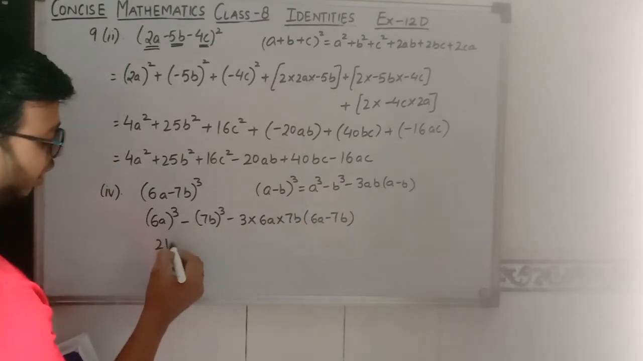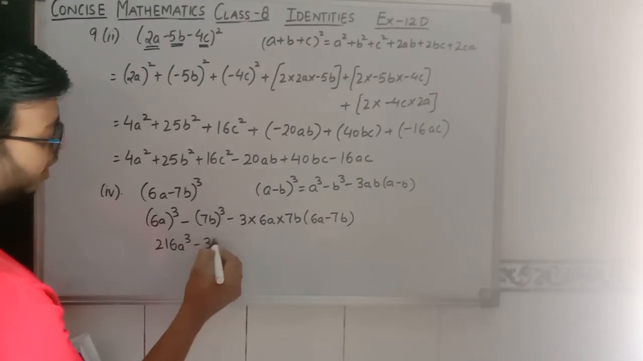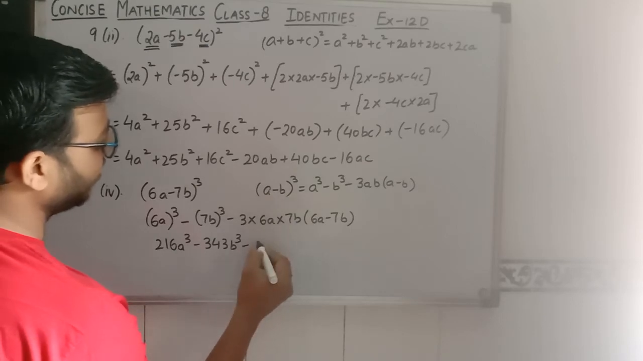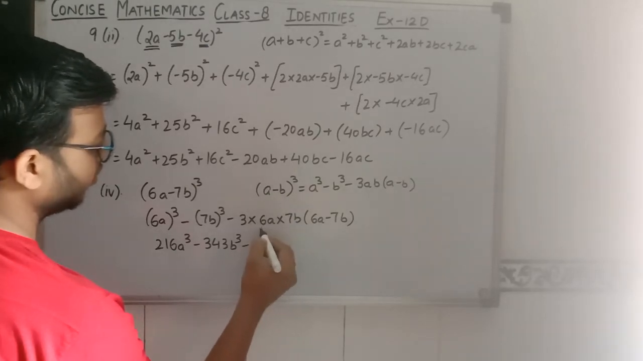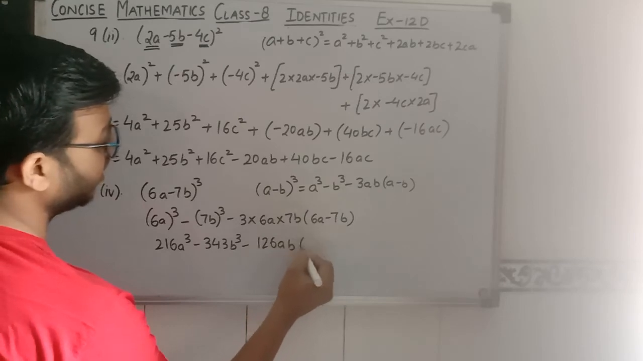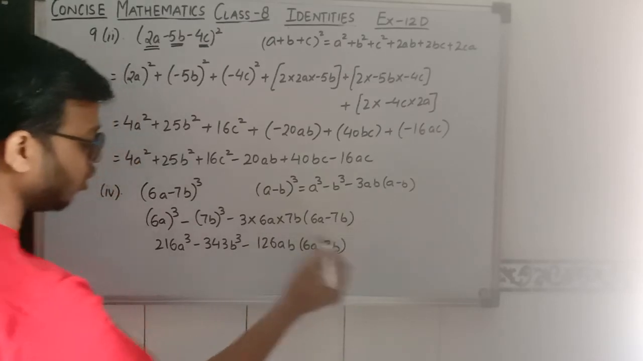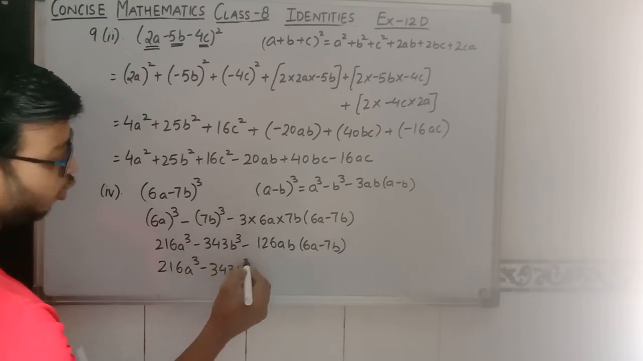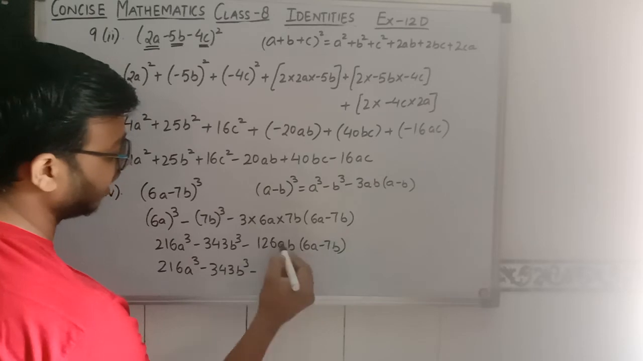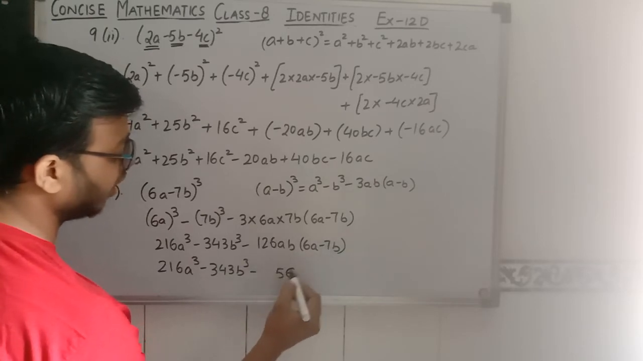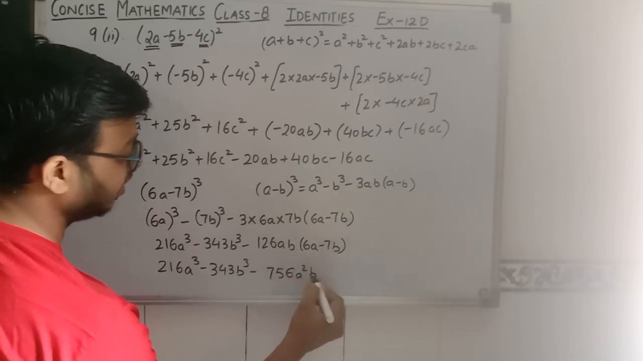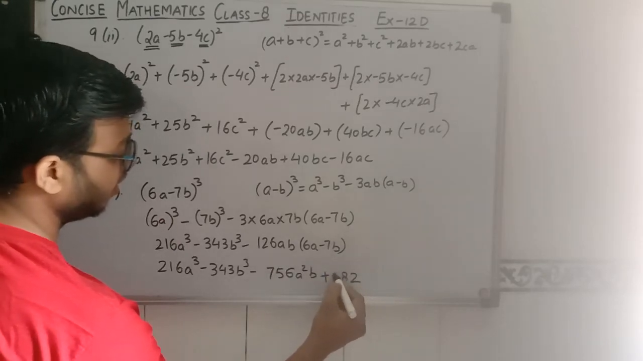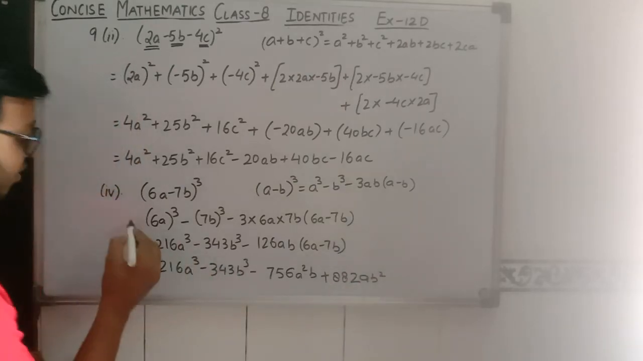So 6a whole cube will become 216a cube. It will become 343b cube. 3 6s are 18, and 18 7s are 126ab, and 6a minus 7. Now one more multiplication: 216a cube minus 343b cube minus 6 6s are 36, 3 carry, 6 2s are 12, and 3 is 15, 5, 1 carry, 756a square b, minus minus, it will become plus 882ab square. So that is the final answer.